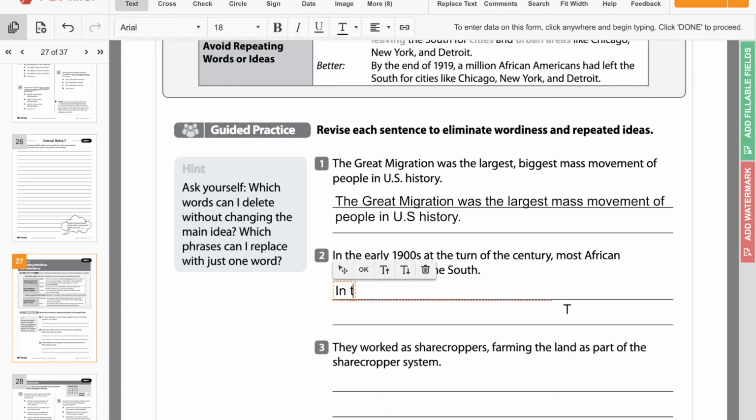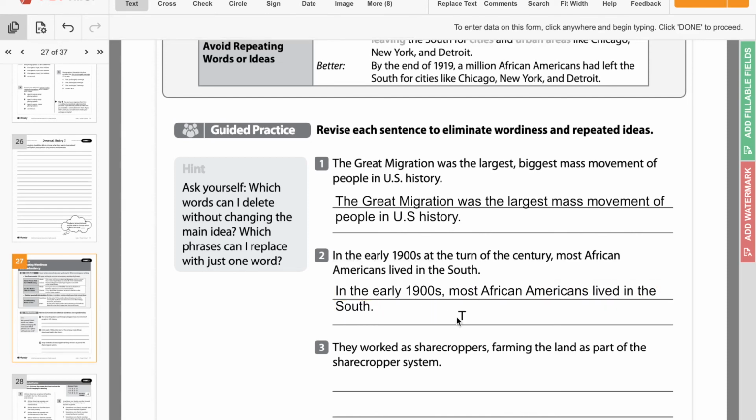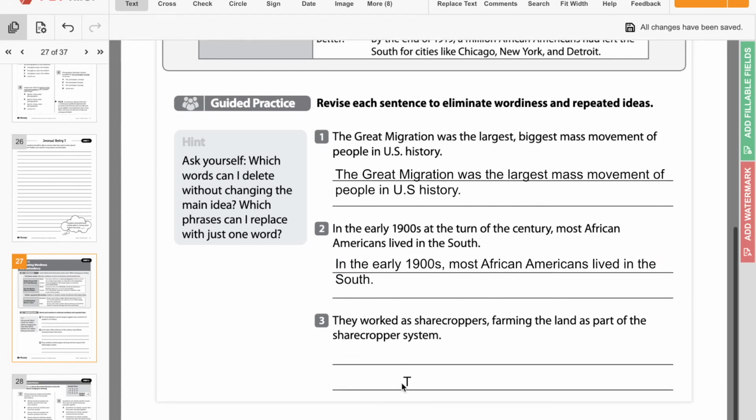So we're just going to keep the first thing just like we did the last time and eliminate the second thing. So, "in the early 1900s, most African Americans lived in the South." We're just eliminating that second redundant explanation of the early 1900s.